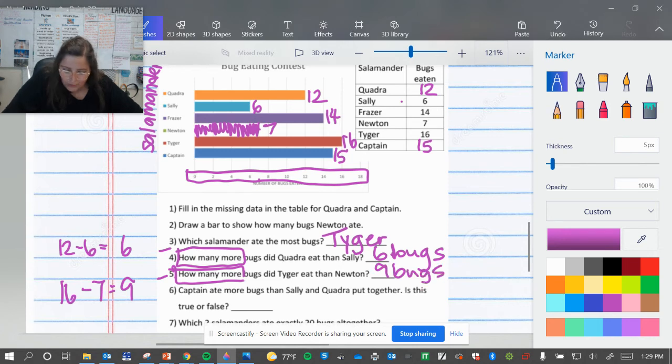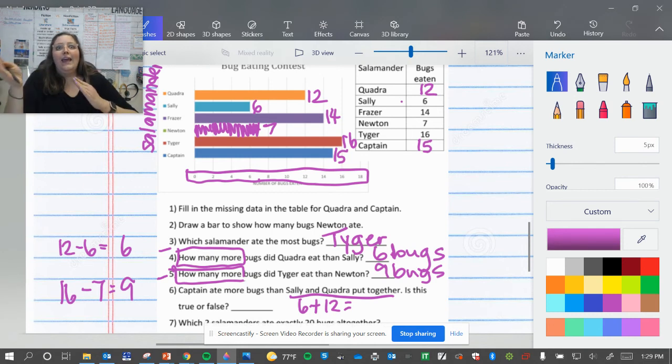No naked numbers. Captain ate more bugs than Sally and Quadra put together. Well, Sally and Quadra put together, I can do that real quick, can't I? Sally and Quadra would be 6 plus 12, right? What is 6 plus 12? Well, what's 2 plus 6? 8. So 12 plus 6 is 18. So Sally and Quadra ate 18. Captain ate 15. Did Captain eat more than Sally and Quadra put together? Sure didn't, because he only ate 15. They ate 18 together. So that is F for false.